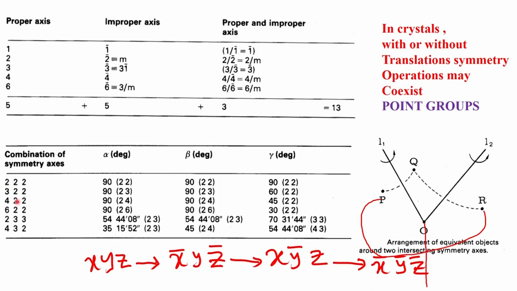2 and 2. The combinations of the other rotation axes 3, 4 and 6 with 2, 2 are possible. So, there are 4 possible rotation combinations which we can think of, and they will give rise to a 90 degree angle between 2 and 3 in the case of 3, 2, 2, a 90 degree angle between 2 and 3, and a 60 degree angle between 2 and 2.